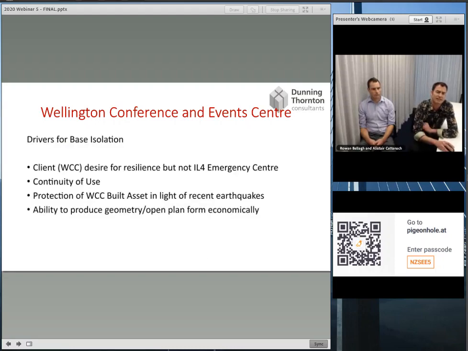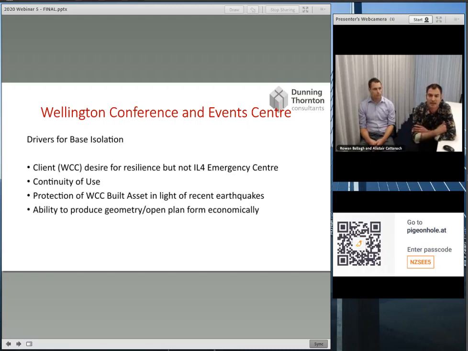Why did we base isolate this building? Wellington City Council is very aware of our vulnerability here in Wellington. They didn't want to spend the money trying to create an additional emergency centre. There's a lot of infrastructure requirements for that, if it's really going to work like that. But they wanted more and more options and facilities that would get affected in different ways. So they wanted this really large asset to have its own natural resilience in terms of being able to be reused if there was a disaster.